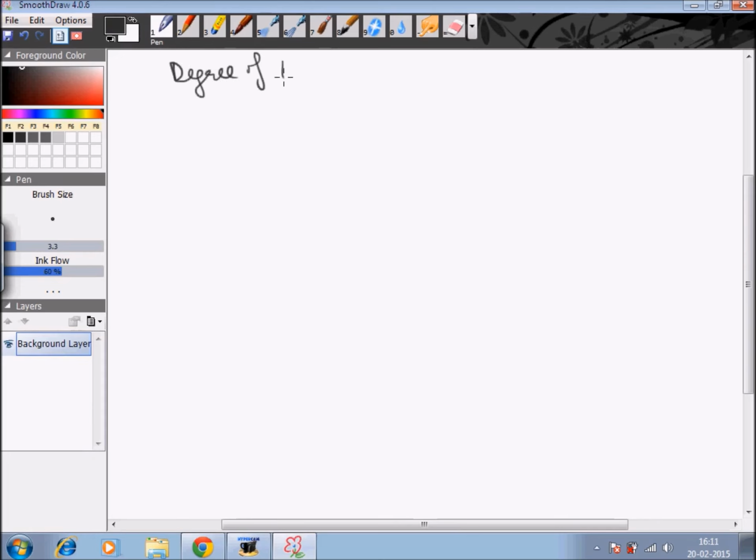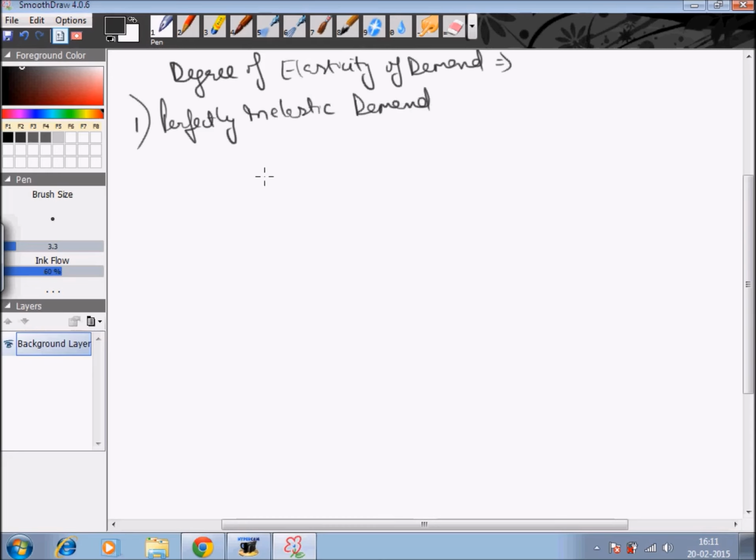Degree of elasticity of demand. The first one is perfectly inelastic demand. Now in this case, as I told you, whatever the price changes, there will be no change in the quantity demanded.